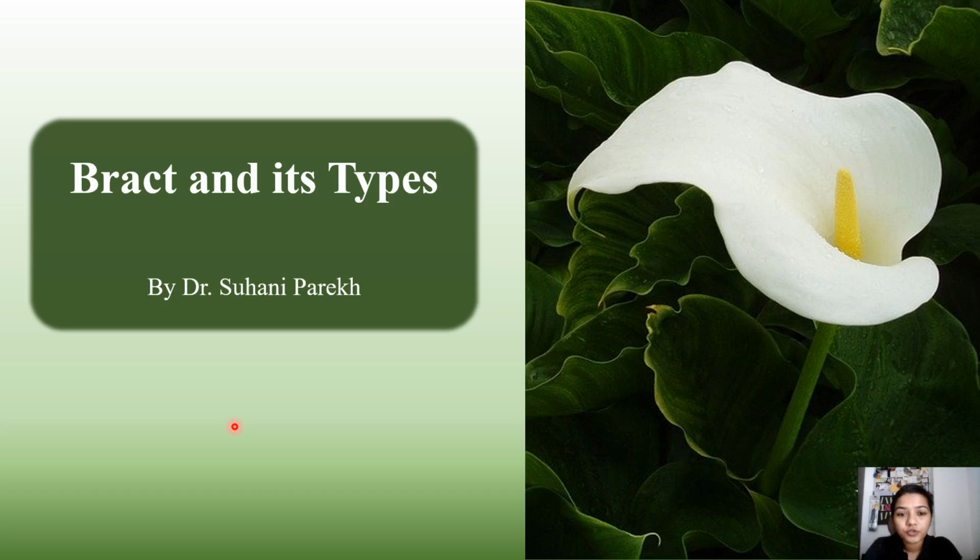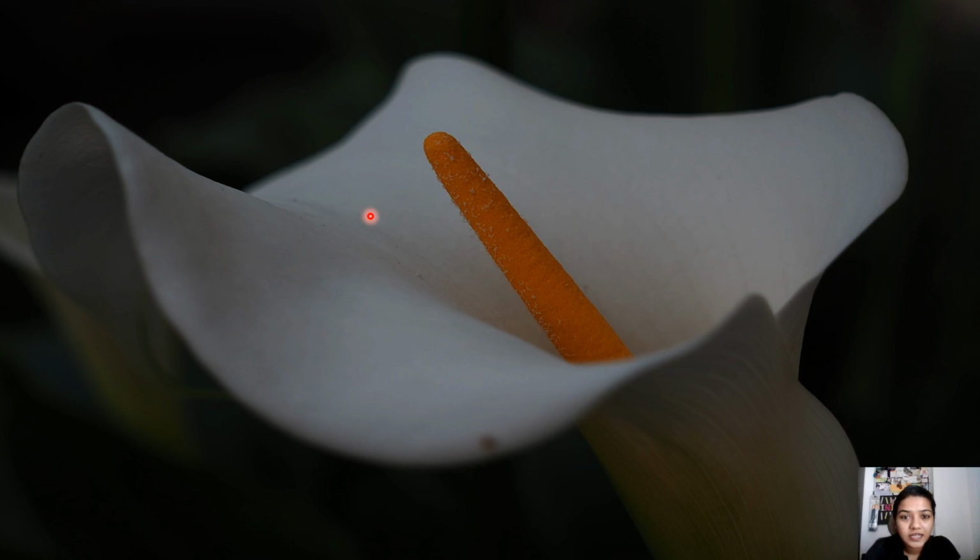So today we are going to start with a very small topic in your unit of Morphology of Angiosperms. This topic is about bract. So we are going to understand what a bract is and what its various types are, that can be identified. So let us very quickly move towards understanding first of all what bracts are.